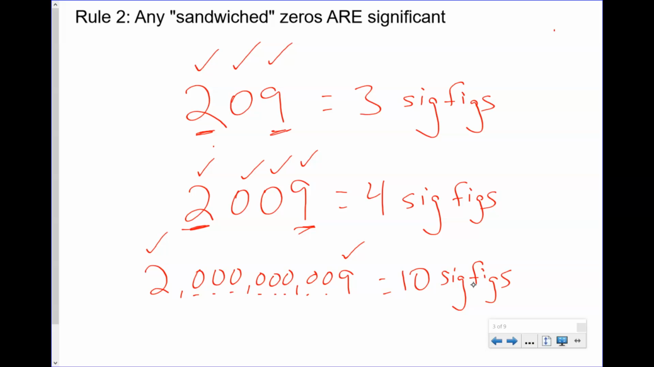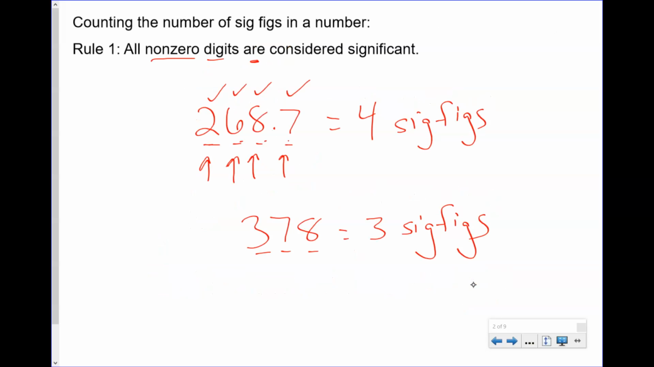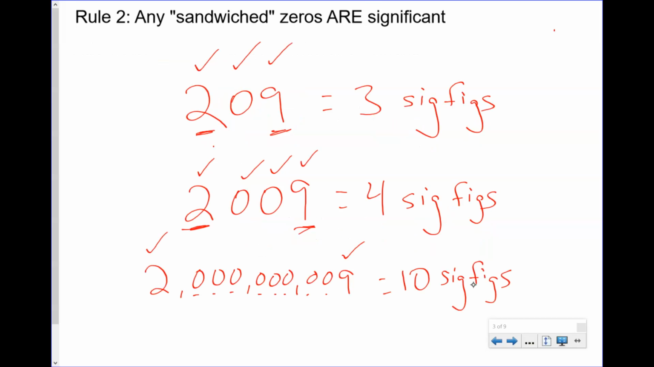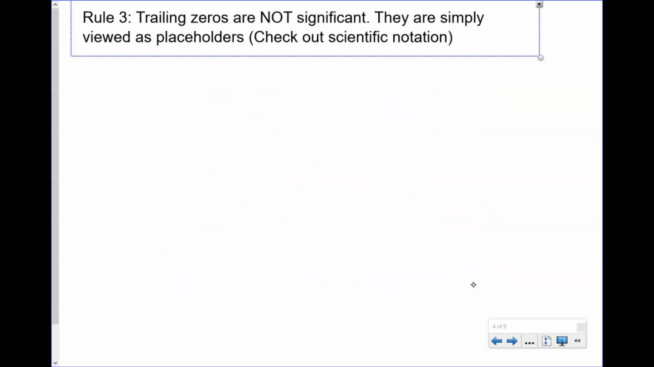Okay, so rule 1, let me back up. All non-zero digits we say are significant. Rule number 2, if a 0 is sandwiched in between 2 significant figures, it also becomes significant. And that takes us to rule number 3. Here's where we get a kind of a tricky rule. Trailing zeros are not significant. They're simply viewed as placeholders. And then we'll talk about scientific notation.